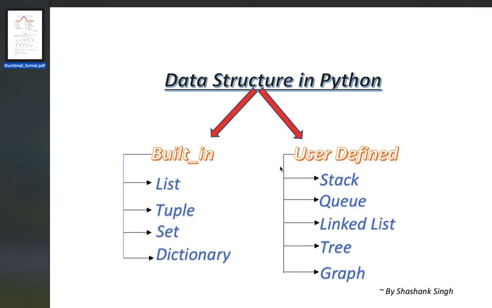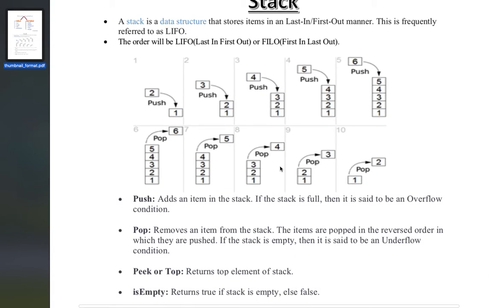Let me give you a small overview about stack. So what is stack? Stack is a user-defined data structure, or you can say a linear data structure, which follows a particular order in which the operations are performed. The order may be LIFO, which is last in first out, or FILO, which is first in last out. So let's see how we can understand it practically.